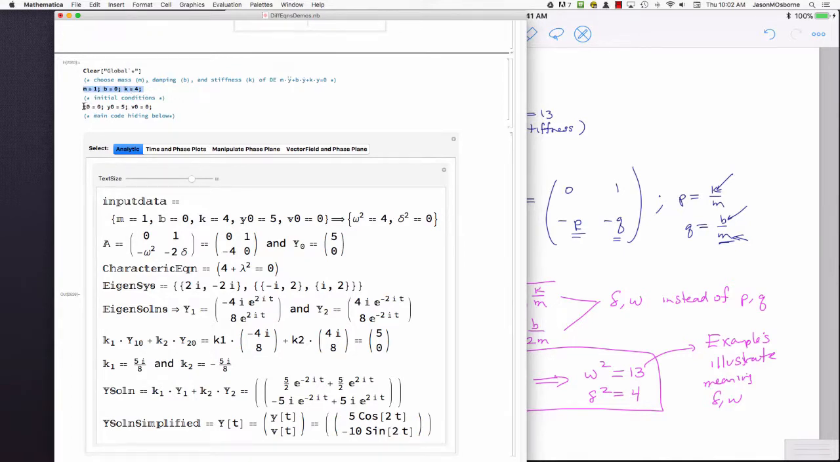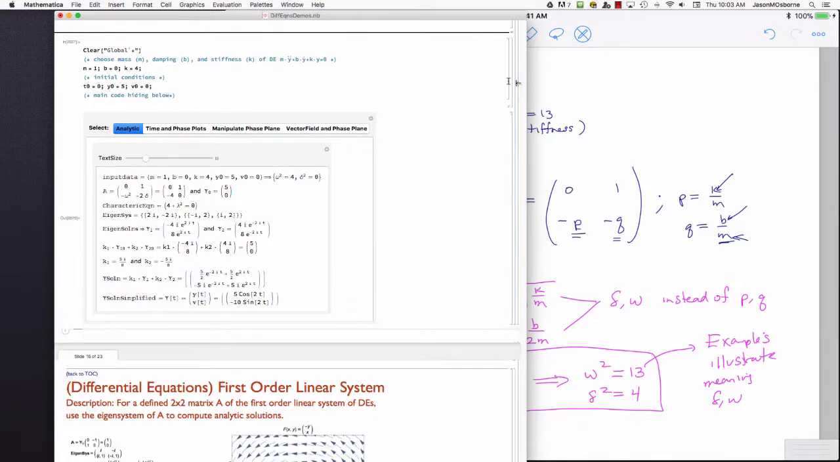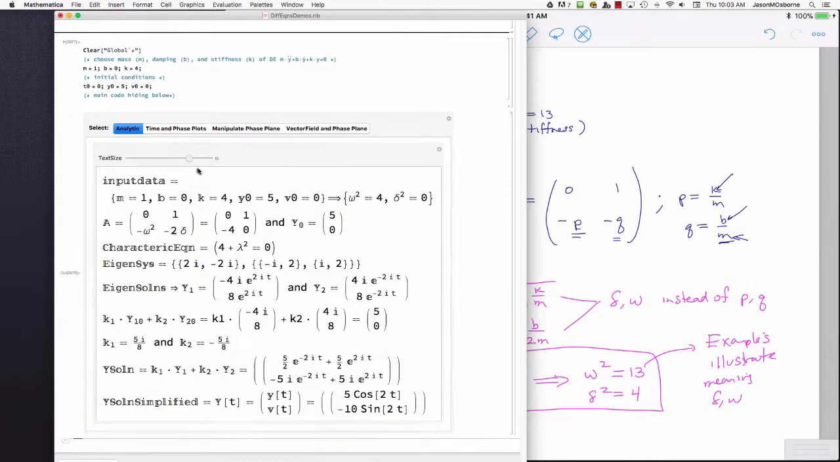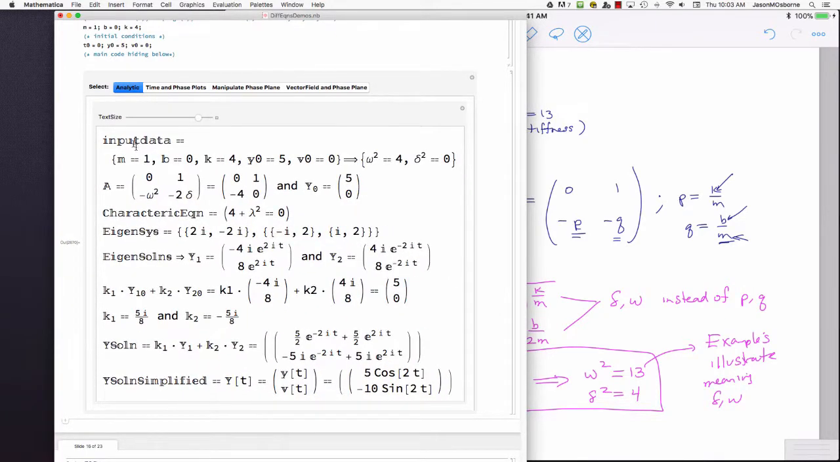You get to put in your initial conditions for this second order differential equation for the mass spring system. And you run this code by highlighting it and hitting Shift Enter. And this is the code that will appear to you. Okay, it tells you what you've input. You've input M, B, and K, and then it tells you what omega squared and delta squared is equal to.